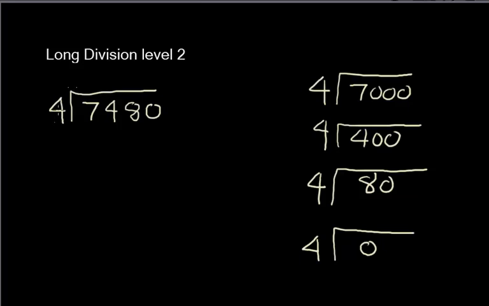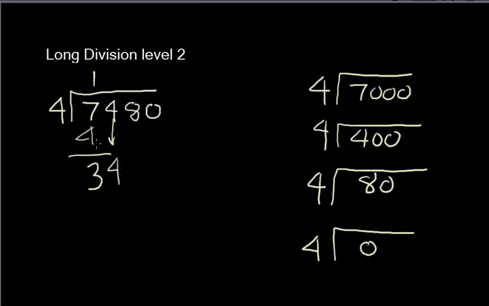Let's look at the 4 into the 7,000. So 4 goes into 7 2 times. No, it only goes in there 1 time because 2 times 4 would be 8, correct? Okay, good. So 1 times 4 is 4. Put the 4 down there and let's subtract it out. 4 from 7 is 3. Okay, now let's bring down the 4.